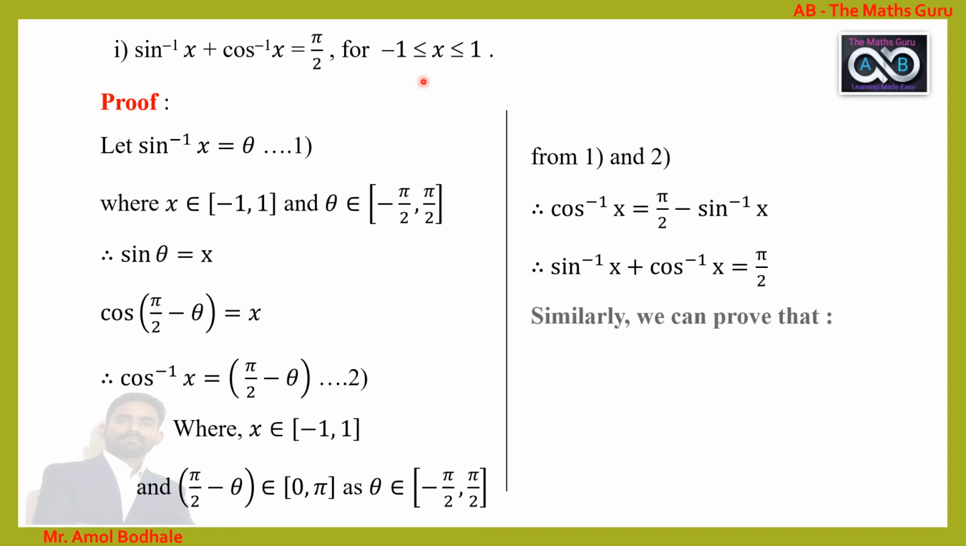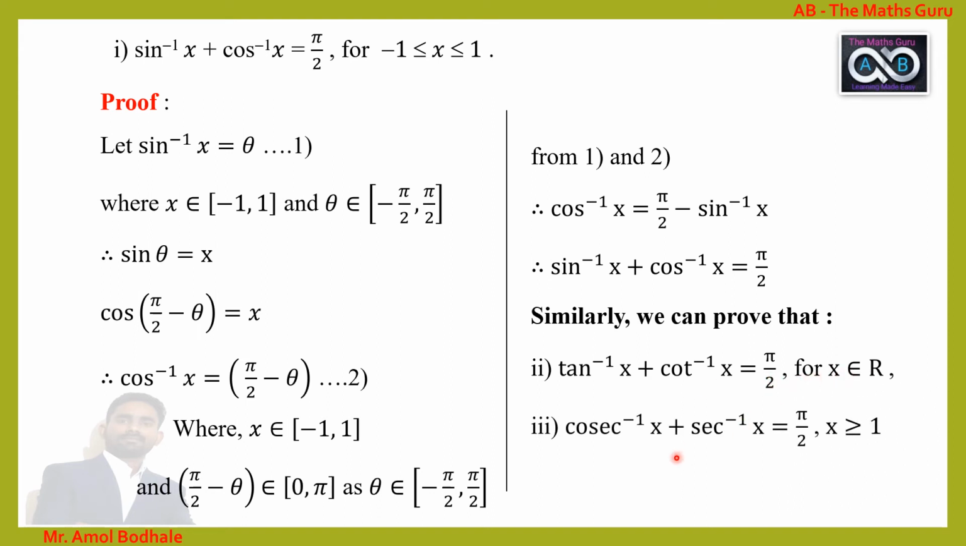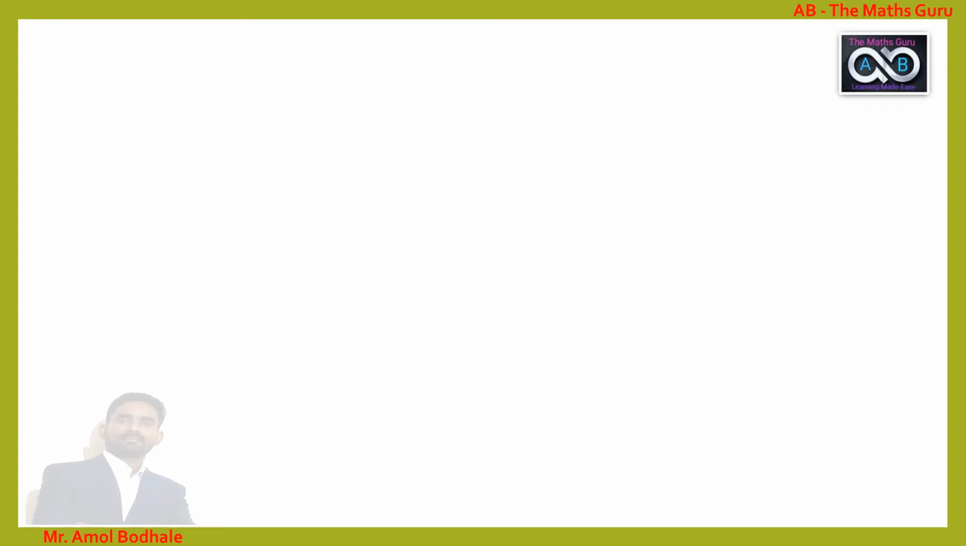That is the required proof. So similarly we can prove that tan inverse of x plus cot inverse of x is equal to π/2 for x belongs to R, and cosec inverse of x plus sec inverse of x is equal to π/2 for x greater than or equal to 1. Let's see the fifth property.